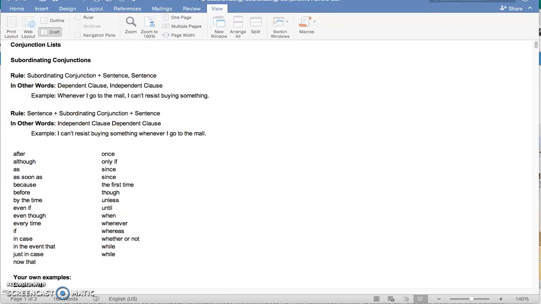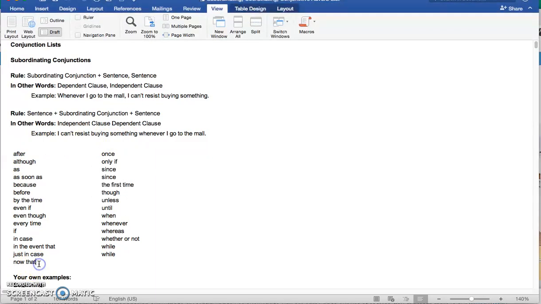If you use a subordinating conjunction in the middle, notice there is no comma, so I start with any old sentence, put a subordinating conjunction in the middle, and a sentence to follow, or I have independent clause, dependent clause. Now, anytime I start with a subordinating conjunction, that makes that the dependent clause. So the same sentence backwards or in a different order, I can't resist buying something whenever I go to the mall. Independent, dependent. The list of words here are all of your subordinating conjunctions.